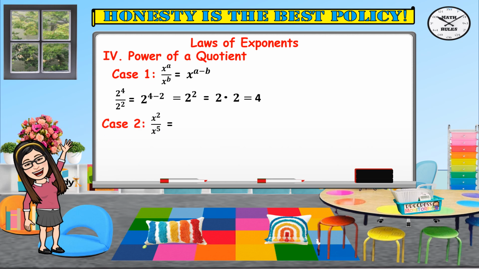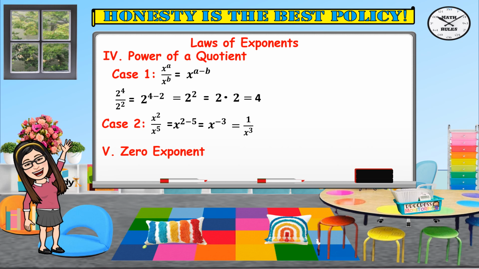For our case number 2, we have x to the second power all over x to the fifth power. You subtract the exponent. So this will give you x raised to the negative 3. So meaning, hindi tayo pwede magkaroon ng negative exponent, lalagay natin siya sa denominator. So our final answer will be 1 over x cubed.